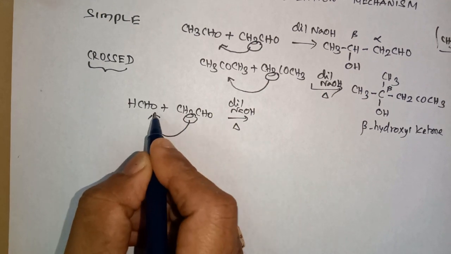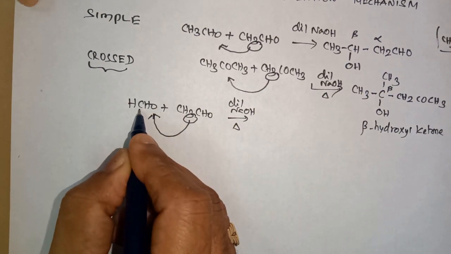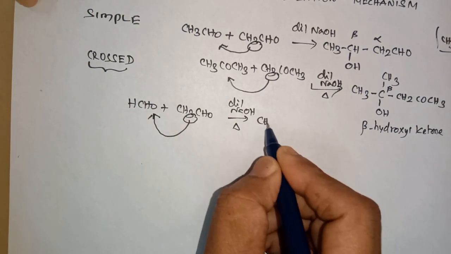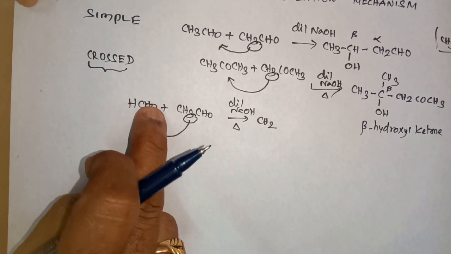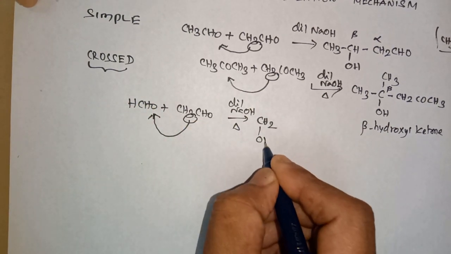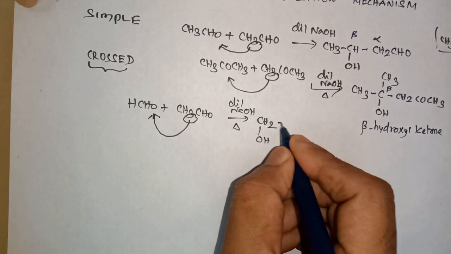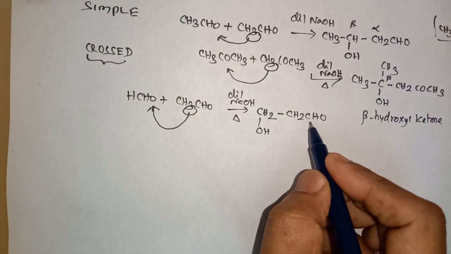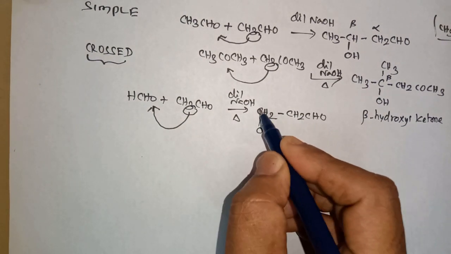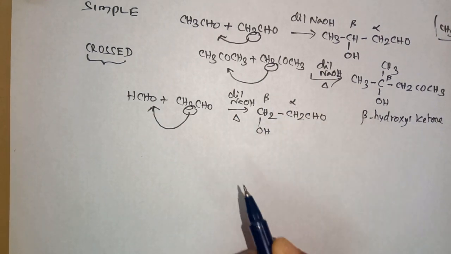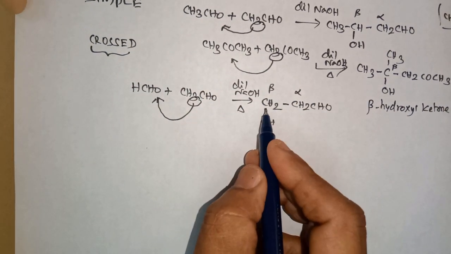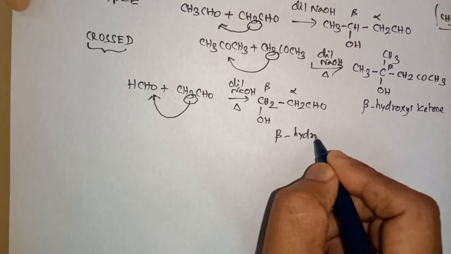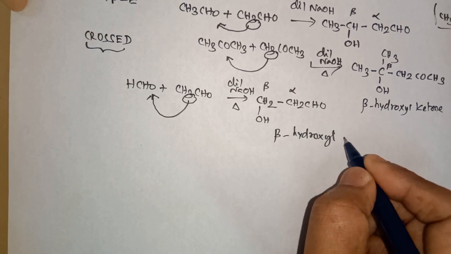The alpha hydrogen adds to this oxygen and becomes OH that is attached to this carbon. So for my convenience I write CH2, CH, this O adds to that, it is a single bond OH. Then CH2CHO. You see, this one is alpha, this is beta. So the OH group is attached to the beta carbon. So it is named beta hydroxy aldehyde.